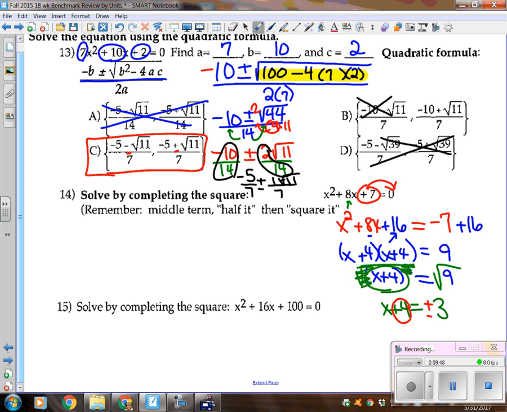Now, to finish this, to get two answers, I'm going to bring this over. When I do, then positive 4 is going to become negative 4. I have to do both of these numbers to get two answers. First, I'm going to use the positive 3. Positive 3 minus 4 is negative 1. Then I'm going to take the negative 3. Negative 3 minus 4 is negative 7. So I have two possible answers, negative 1 and negative 7.